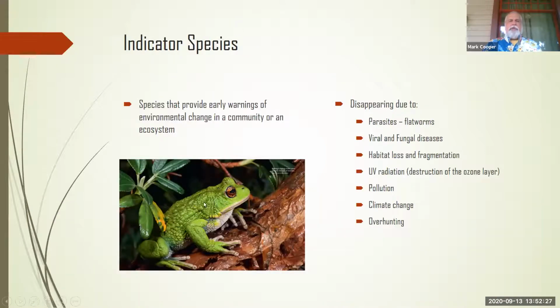All right, and again, we use the term indicator species or biometers. We gave you that before: species that can provide warnings to let us know that we have issues. I do want you to know that amphibians are disappearing due to all kinds of problems. There are parasites like flatworms, and then there are some other pathogens, viral and fungal diseases, habitat loss and fragmentation, UV radiation, the ozone layer. Their eggs especially, because they are gelatinous and clear, get hit pretty hard and cause mutations. Also pollution in the water, climate change, things are drying up, and then overhunting. They're actually still hunted for food. These guys are being hammered.